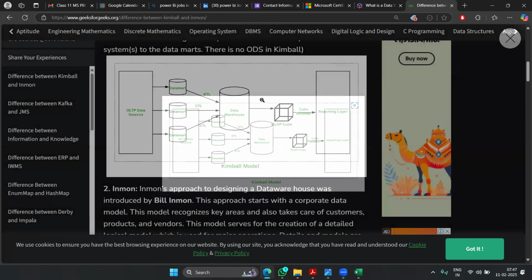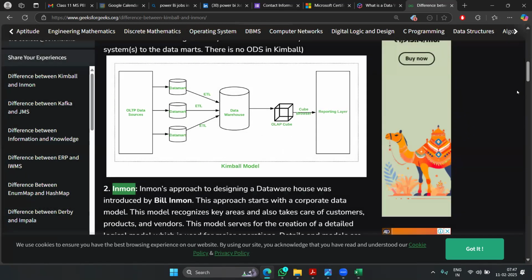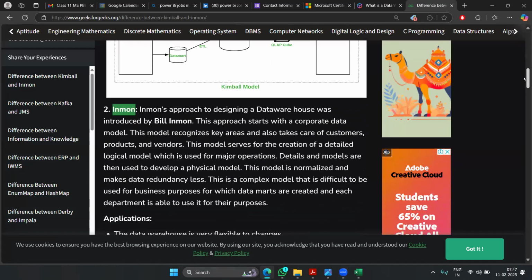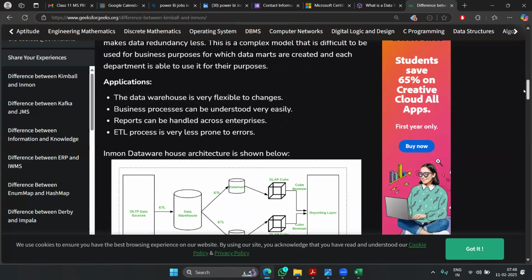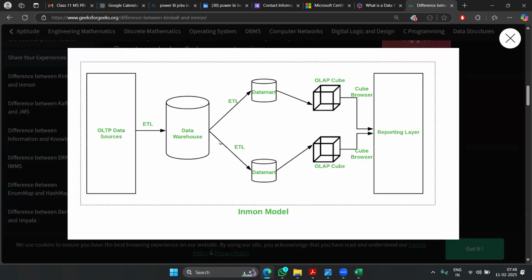Whereas in Inmon's approach, the boss says don't go to each and every individual department. Just get all the source systems and create a data warehouse at the enterprise level. Do you know what it means by enterprise level?